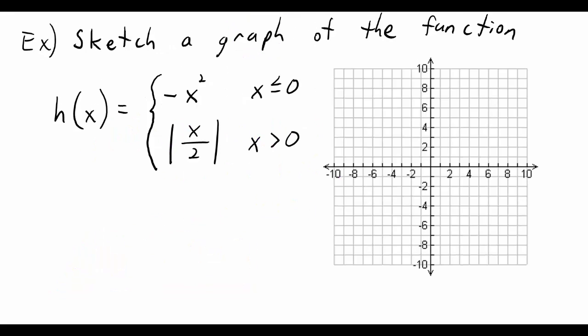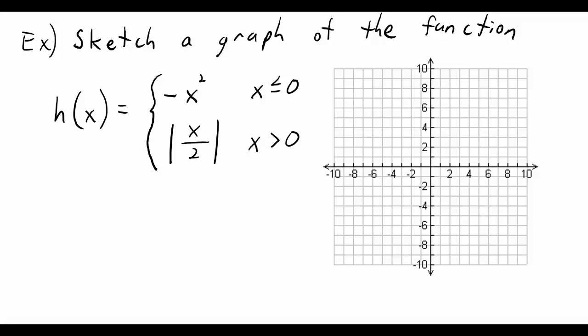In this example, we need to sketch a graph of a piecewise function. H of x is defined to be negative x squared, but only when x is less than or equal to 0. H of x is defined to be the absolute value of x divided by 2 when x is greater than 0.